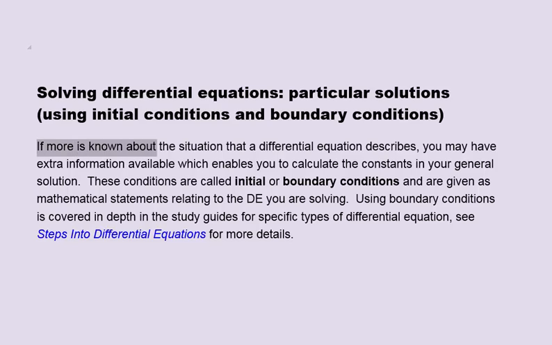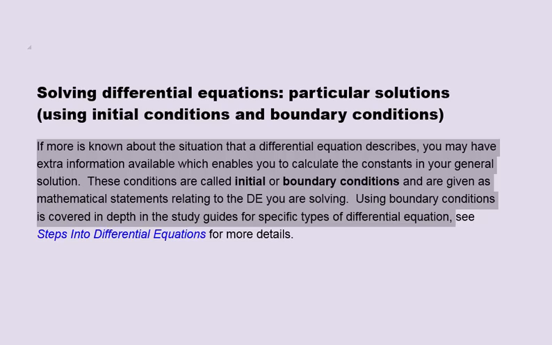Solving differential equations: particular solutions, using initial conditions and boundary conditions. If more is known about the situation that a differential equation describes, you may have extra information available which enables you to calculate the constants in your general solution. These conditions are called initial or boundary conditions and are given as mathematical statements relating to the DE you are solving. Using boundary conditions is covered in depth in the study guides for specific types of differential equations. See Steps into Differential Equations for more details.